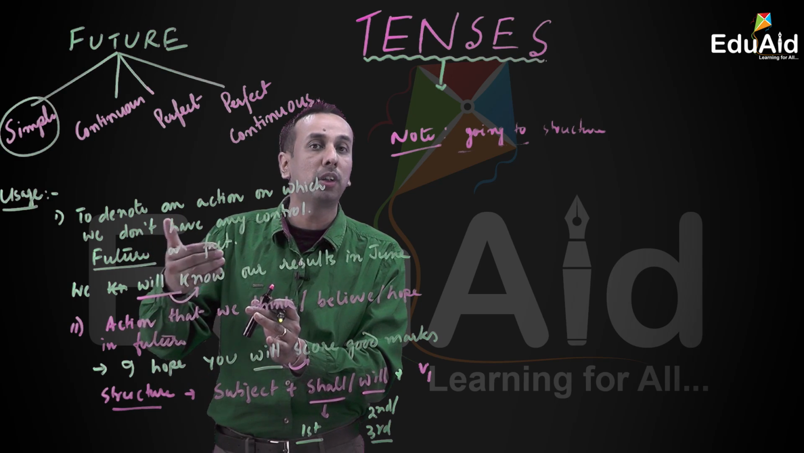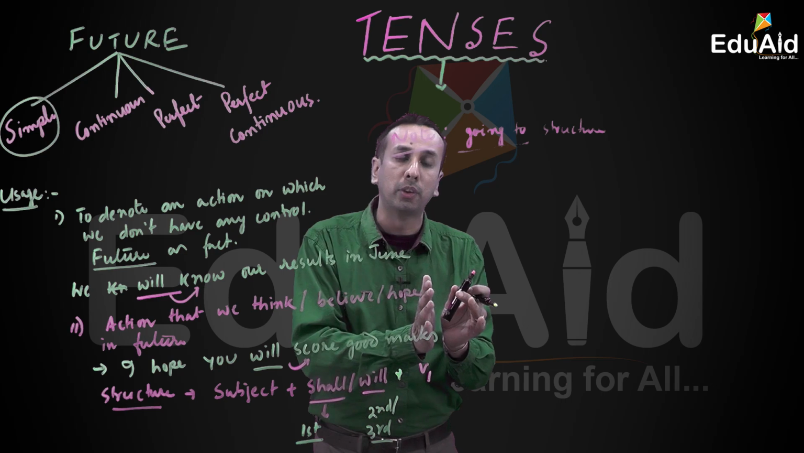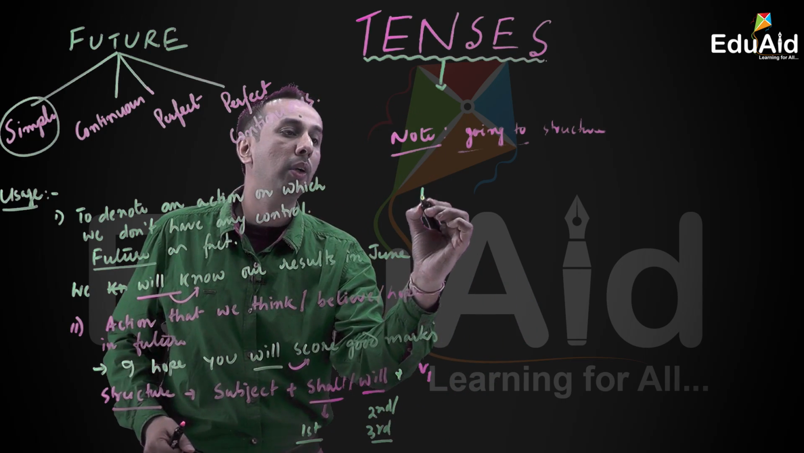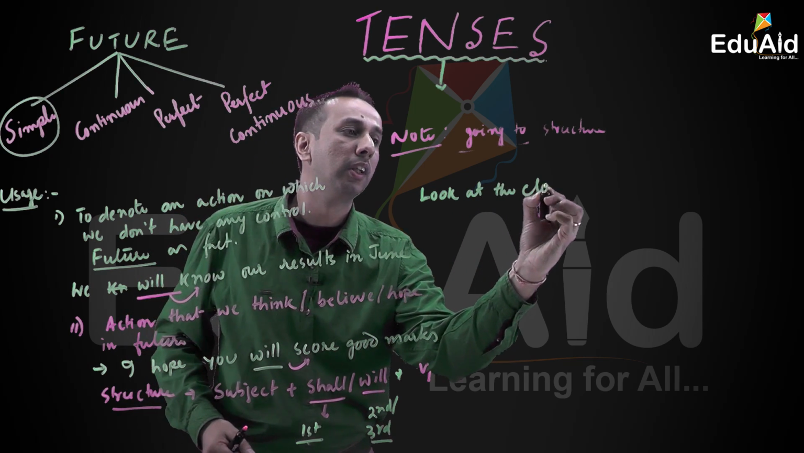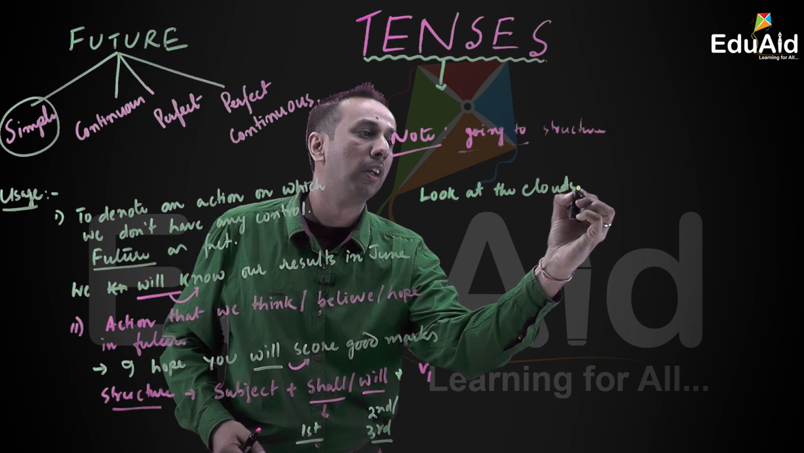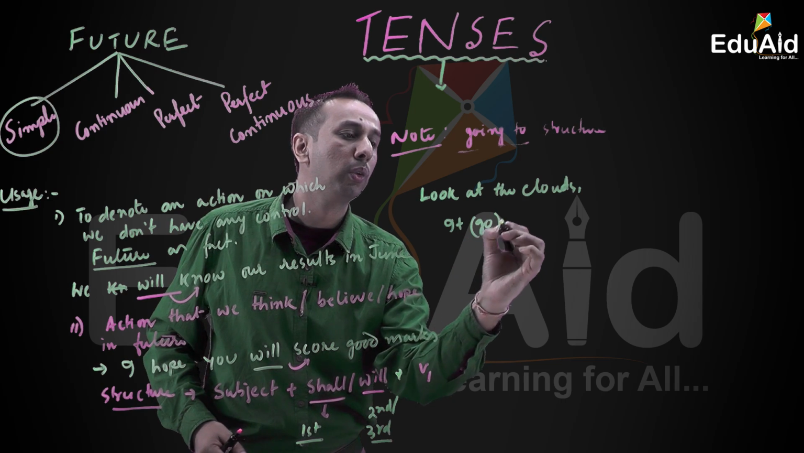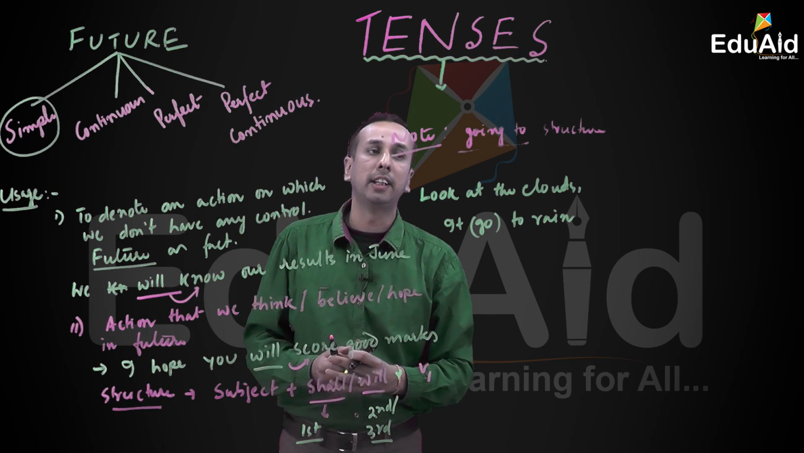That which will happen in future, which we are certain will happen, for which we have made preparations, that is more likely to happen in future. For example, look at the clouds. Look at the clouds, it is going to rain.